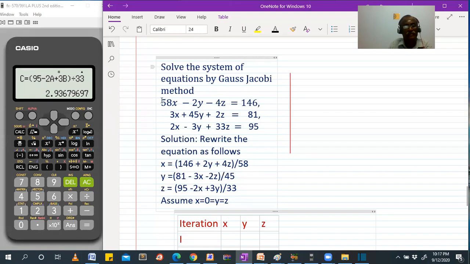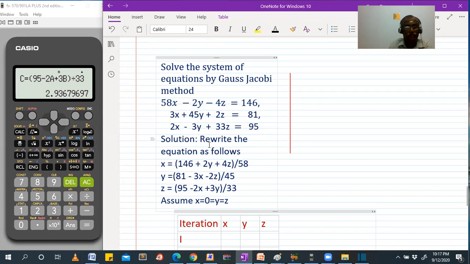First, verify that the system is diagonally dominant. That is, in the first equation, the coefficient of x should be very large, the coefficient of y should be large in the second equation, and the coefficient of z should be large in the third equation. Here, the given system is itself diagonally dominant. Otherwise, we rearrange the equations so that it is diagonally dominant.